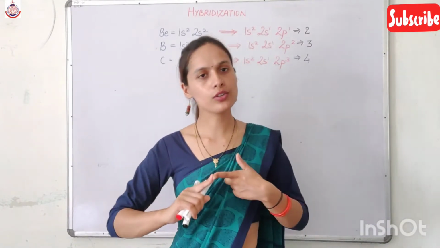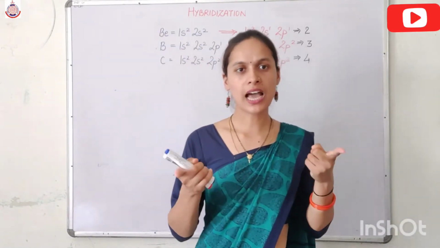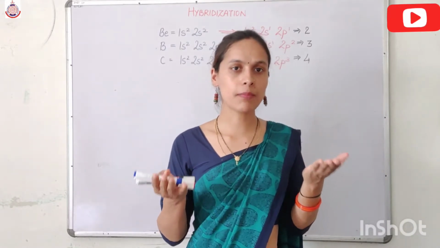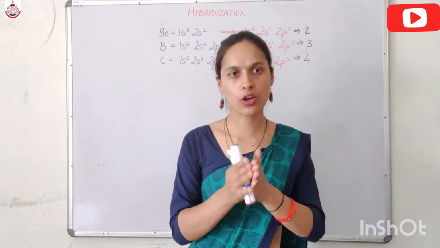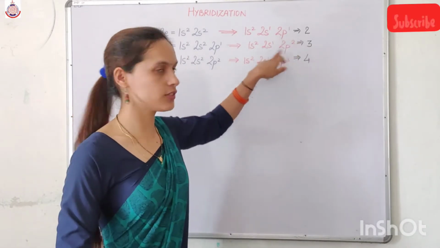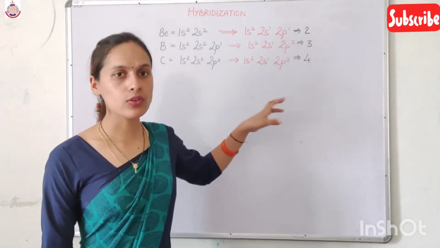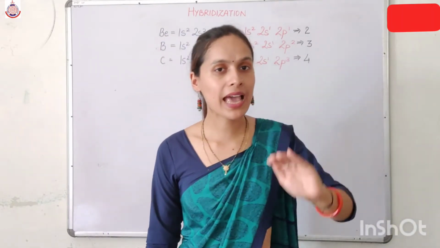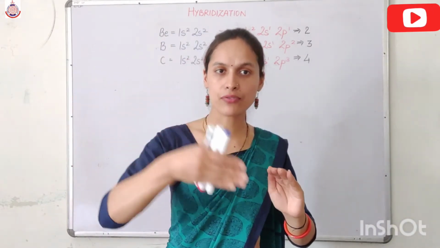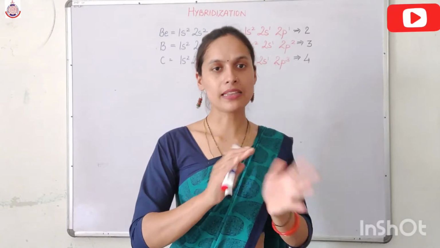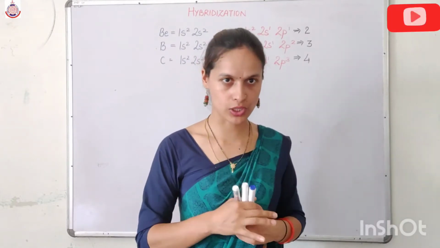Clear? Because according to VBT, there is a partial overlapping between the half-filled orbitals. Now here we have these orbitals. These orbitals have half-filled electrons. Now these orbitals overlap with the incoming half-filled orbital of an atom and thus result in bond formation.